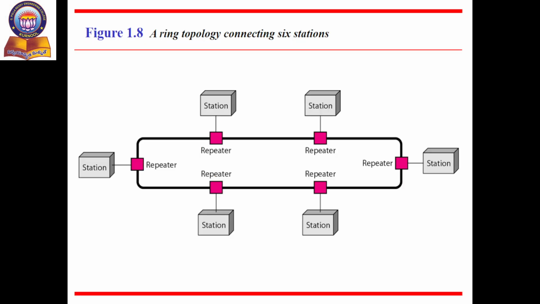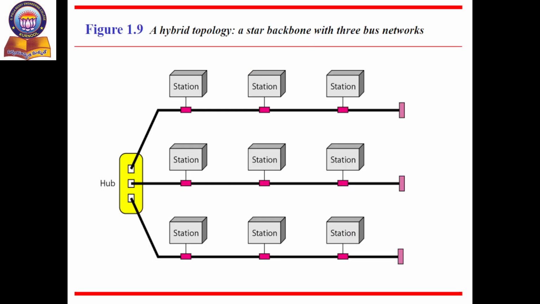And there is a ring topology. Just observe the structure. It's like a ring form, so that's why we name it a ring topology. And there is one more, the hybrid topology. Hybrid is nothing but a combination of any two topologies. We say that it's a hybrid.